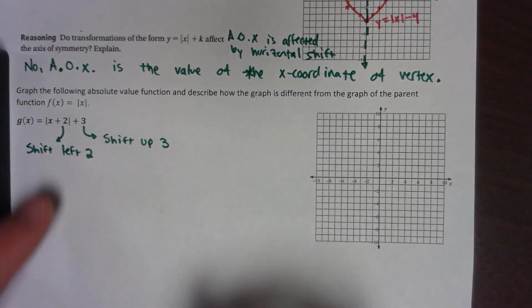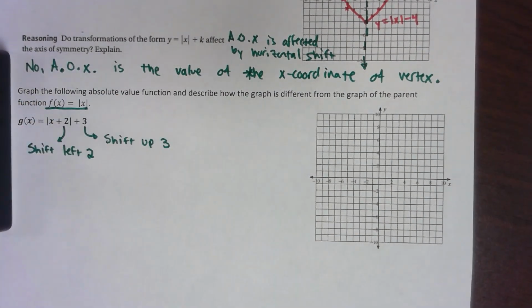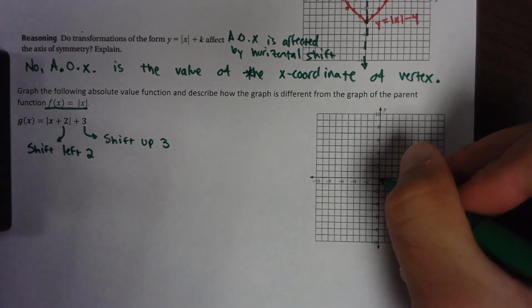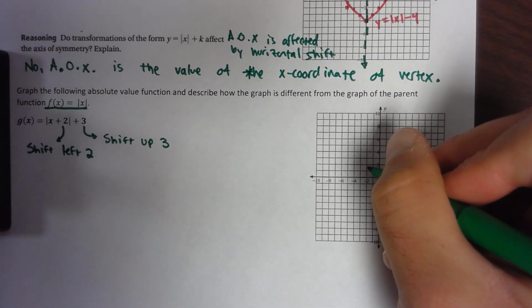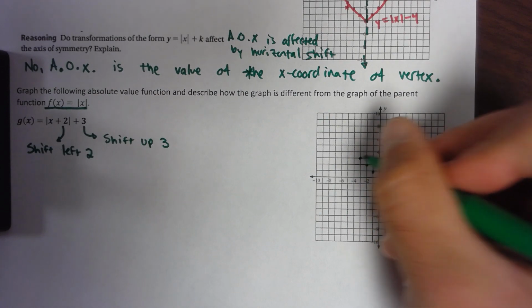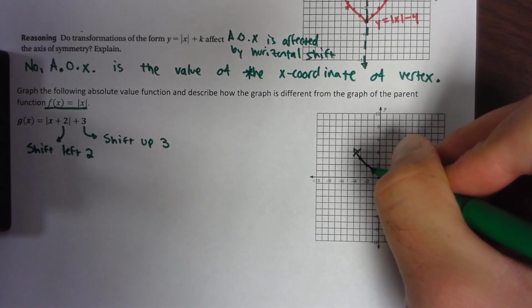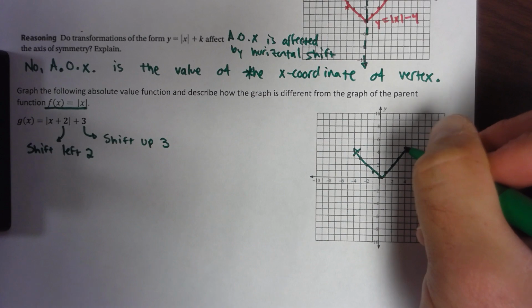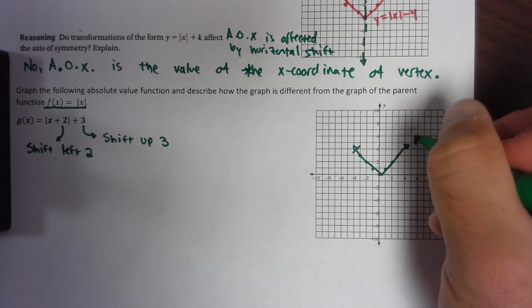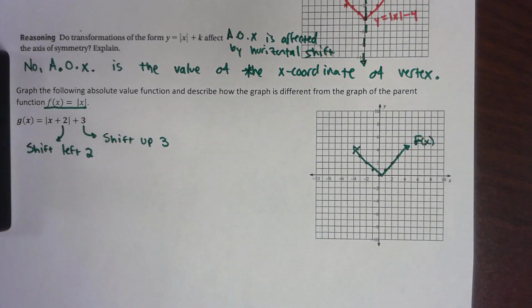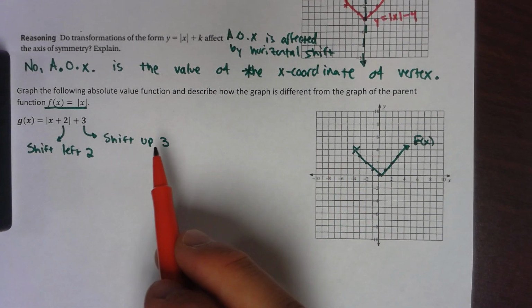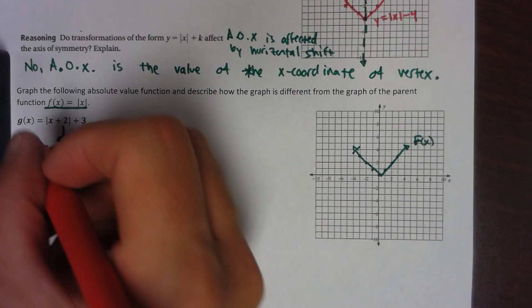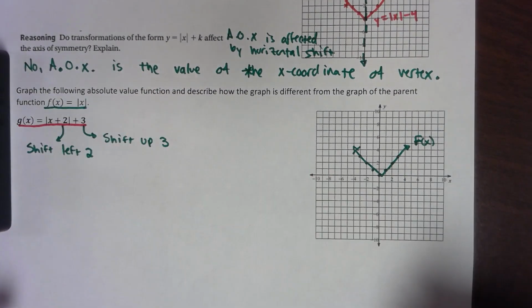And so what I'm going to do, just like before, is plot my parent function f of x in green. Don't worry about the axis of symmetry. We don't need to necessarily plot that. Okay, that's our f of x. And so now I'm going to take each point and shift it left 2 and up 3 to come up with my graph of g of x, which I'm going to do here in green.